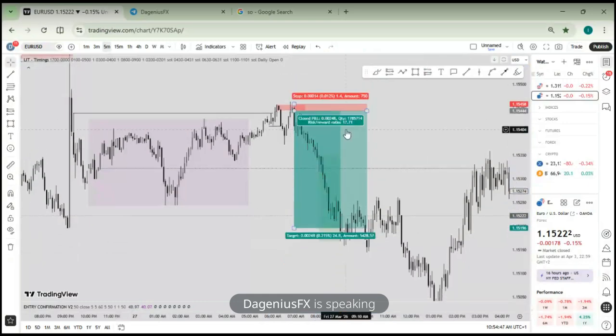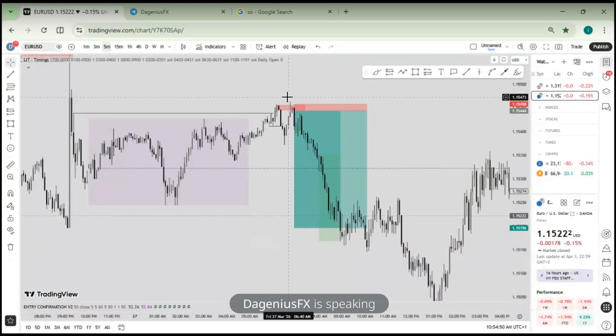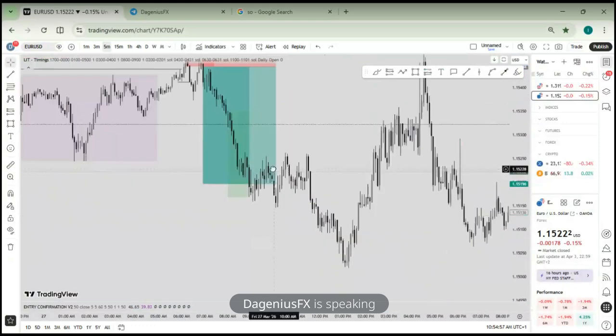Now remember, this wicked us out, but it's normal, right? When we go to GBP USD, you'll understand what I'm talking about better. Okay, so that's going to be my thought process for this particular day.